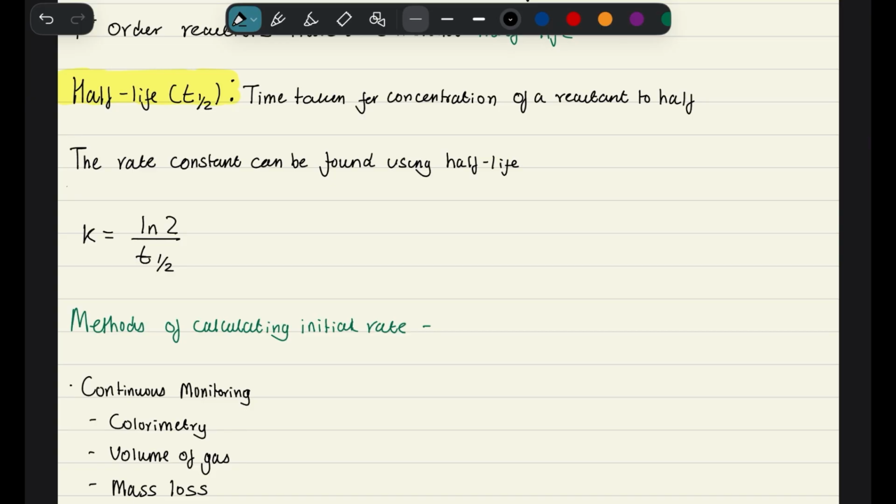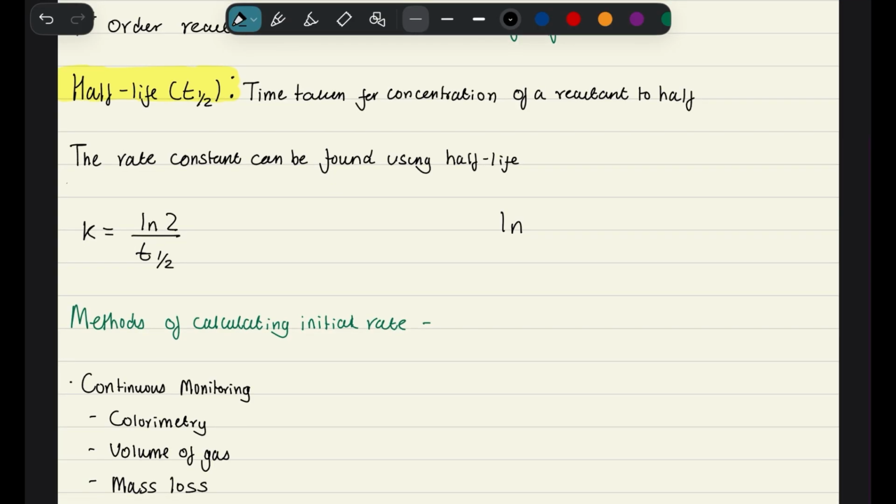I am not too sure if you get this in your formula book, but rate constant is equal to ln2 divided by half-life. And ln2 is just a button that you can find on your calculator. So you'll find the ln button. It will look something like that on your calculator. And you just put 2 inside the bucket when you're putting it in.